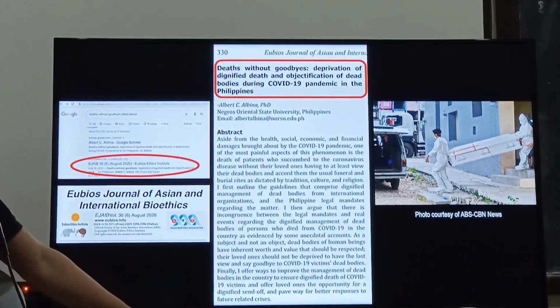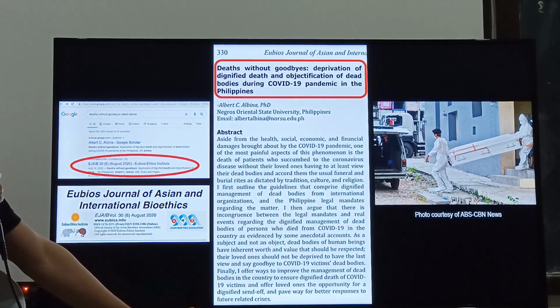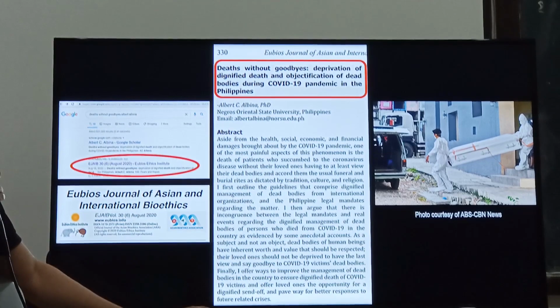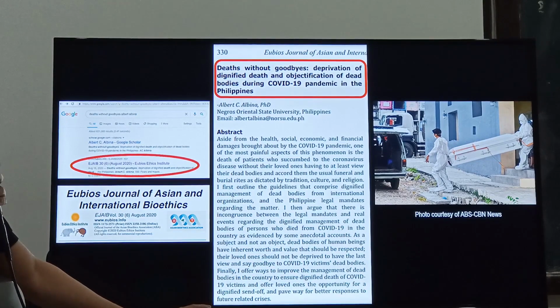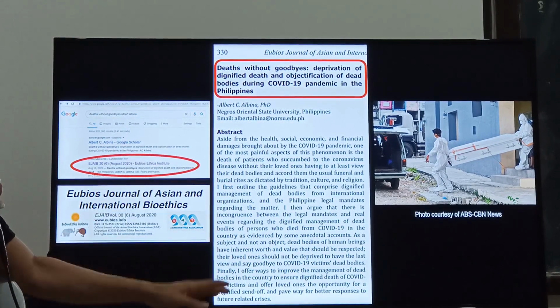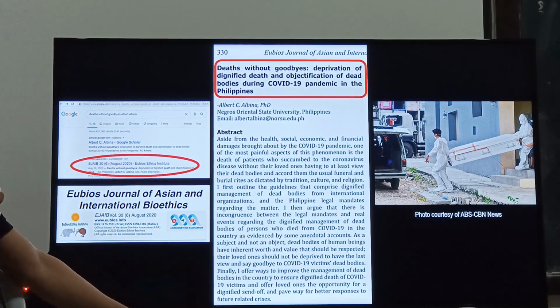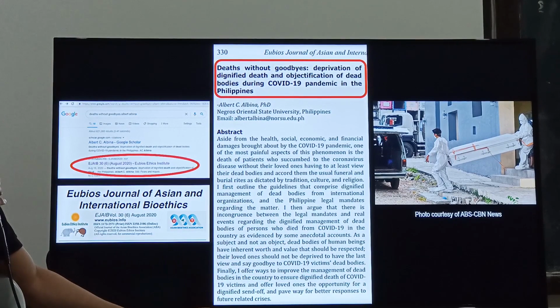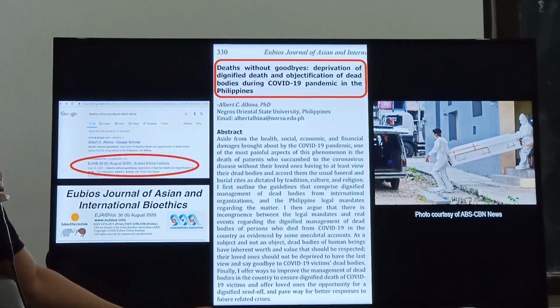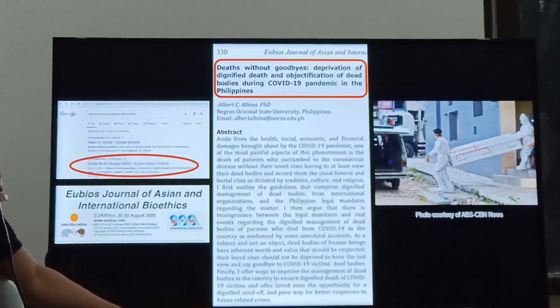One of the issues inherent in the COVID-19 pandemic is the way we manage dead bodies of persons who died of COVID-19. In this article that I wrote and is published in UBio's Journal of Asian International Bioethics, I argued that human bodies, even when they are already dead, remain a subject and not an object, and therefore are entitled to the dignity that they had while alive.